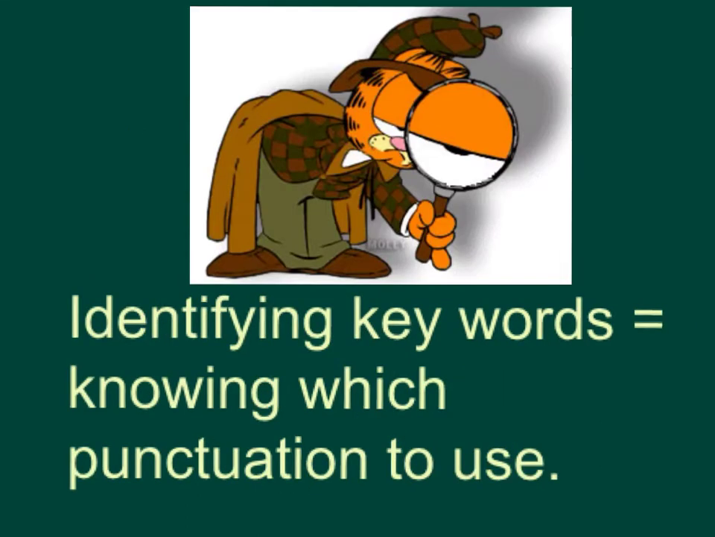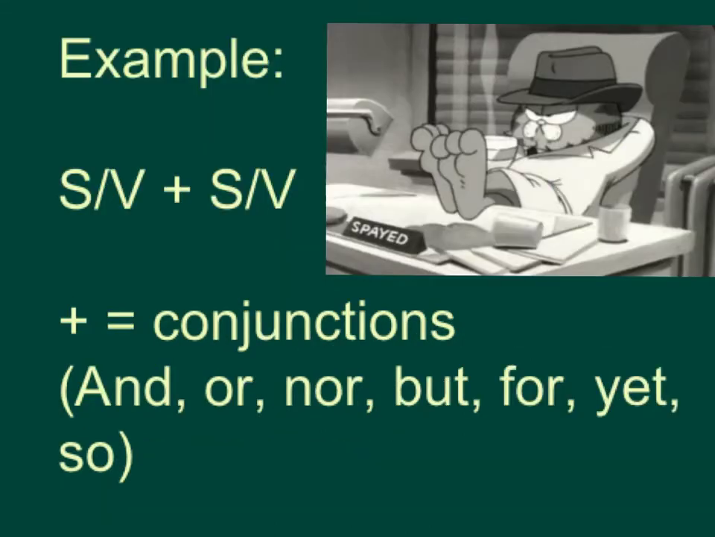One helpful strategy in identifying the placement of punctuation in a sentence after finding the subjects and verbs is to identify the keywords. We recommend underlining subjects once, verbs twice, and circling the keywords. For example, certain compound sentences are joined by a comma and a conjunction: and, or, nor, but, for, yet, so.